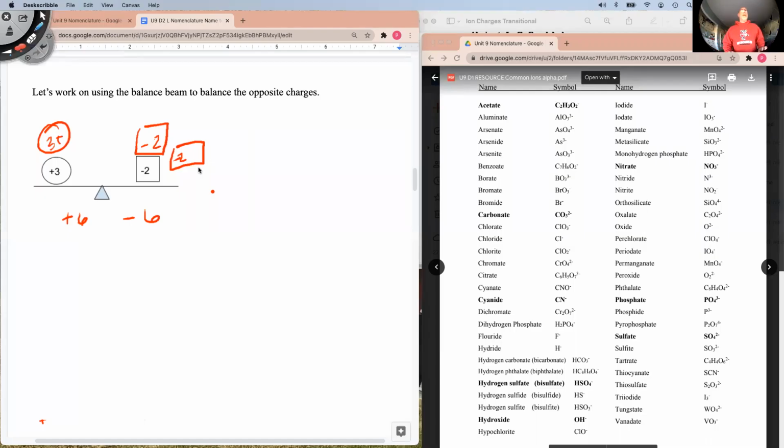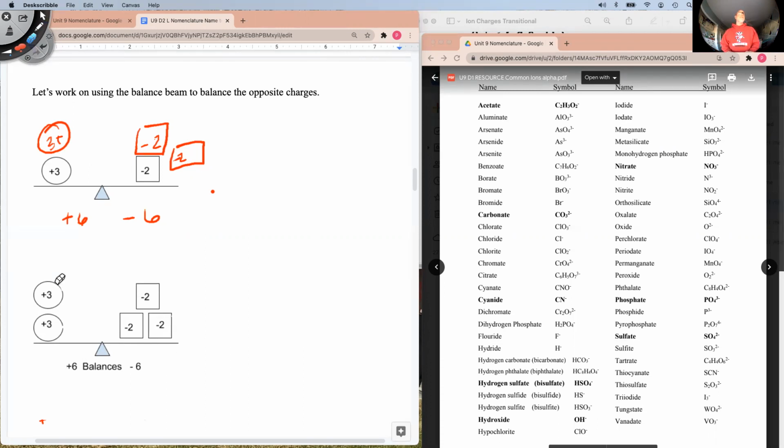So you can see that we have a balance of charges. 2 circles are going to balance with the 3 squares. Let's just take a look at that and see what we have. So you have 2 circles balancing the 3 squares, and that's going to give you a 6+ balancing out a 6-, right?